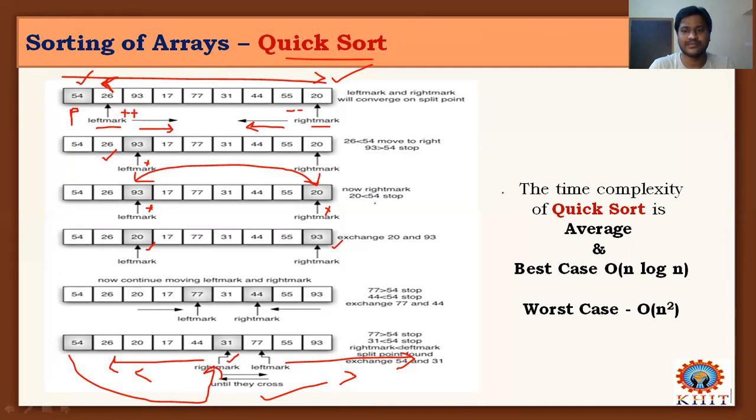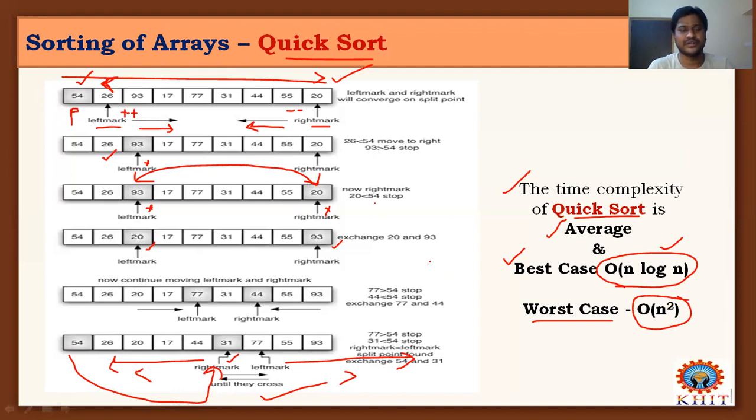Coming to the time complexity of the quicksort algorithm, the average and best case is n log n. This is the best time complexity, n log n. And the worst case complexity of quicksort is order of n square. Order of n square. Got it?